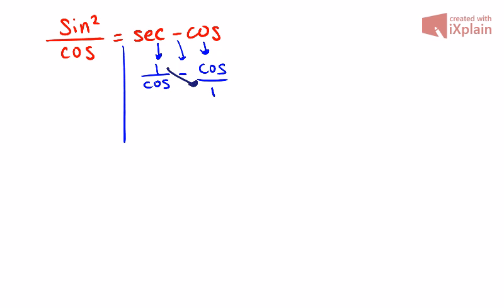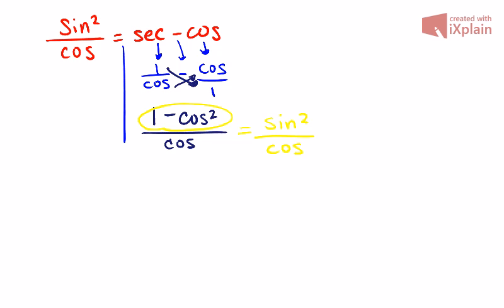So I have 1 times 1 is 1. Bring down the minus sign. Cosine times cosine is cosine squared. All over bottom times bottom, so cosine times 1 is cosine. Now look on the identity sheet. 1 minus cosine squared, that is actually sine squared all over cosine, which is what we needed to get originally.